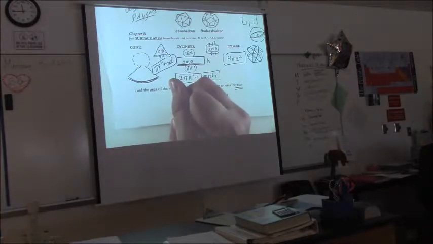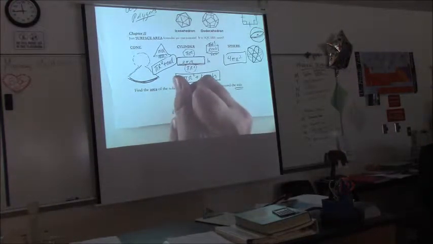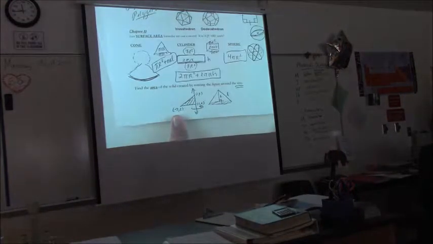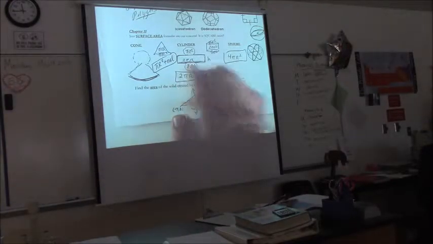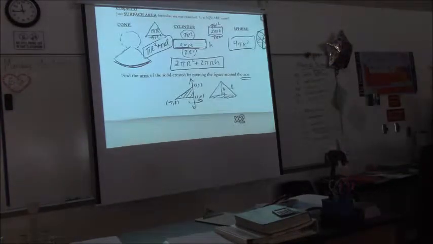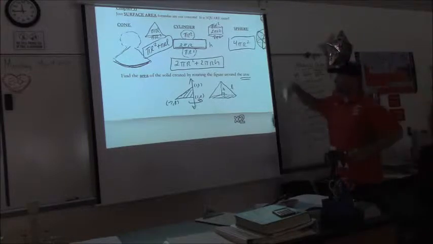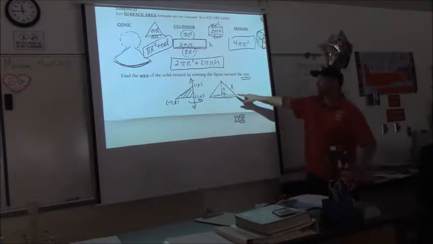And maybe I went the wrong way, that's okay. So let's make it 1. So let's say I had that. I'm going to take that triangle and spin it around an axis to create a cone.